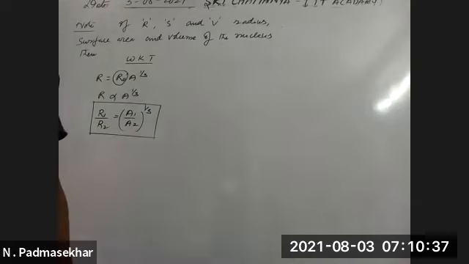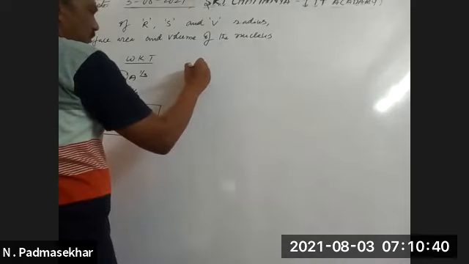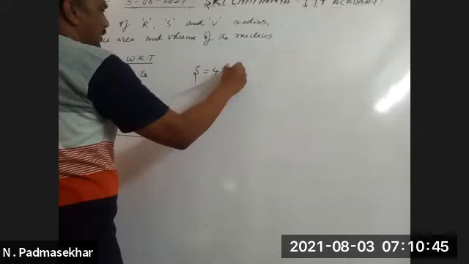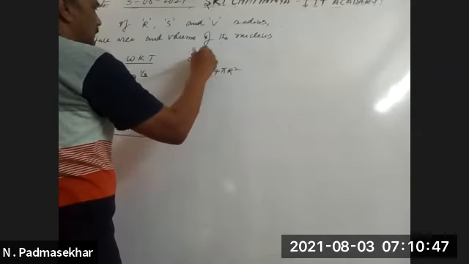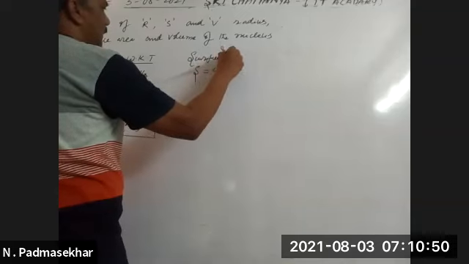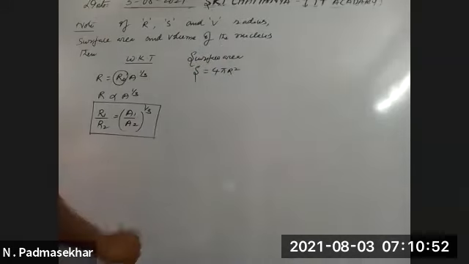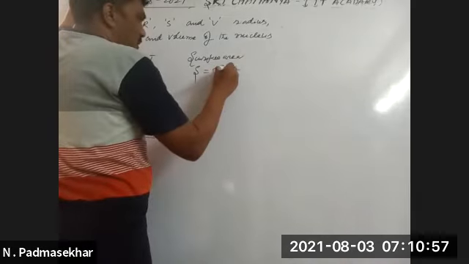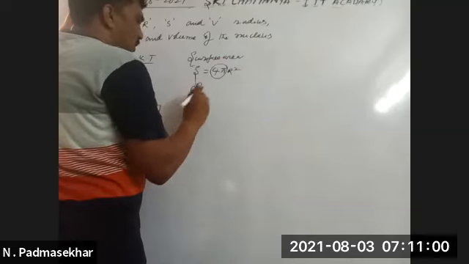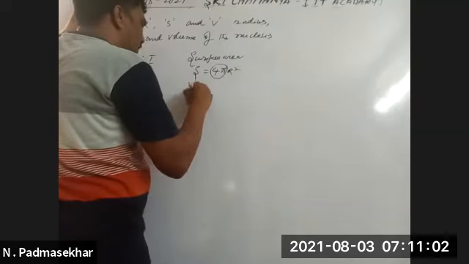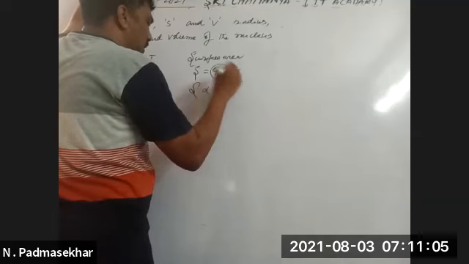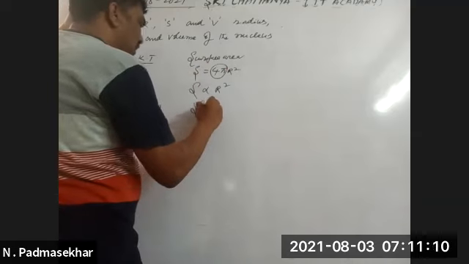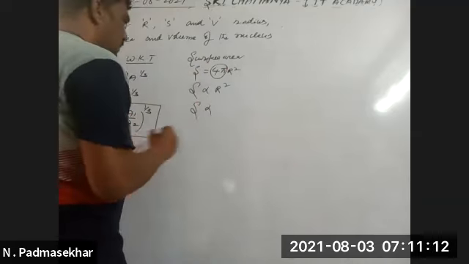And you know that surface area S is equal to 4 pi R square. So this 4 pi is a constant. S is directly proportional to R square.